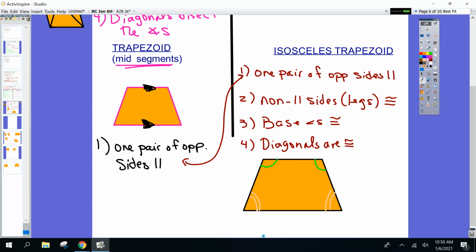Anything else here, guys, before we go to the last one? You know what's coming up. And if you're given a shape that looks like a trapezoid, and there are markings, or you're able to figure out somehow that the legs are congruent, or the base angles are congruent, if you can figure one of those out, you know that it's an isosceles trapezoid from there.